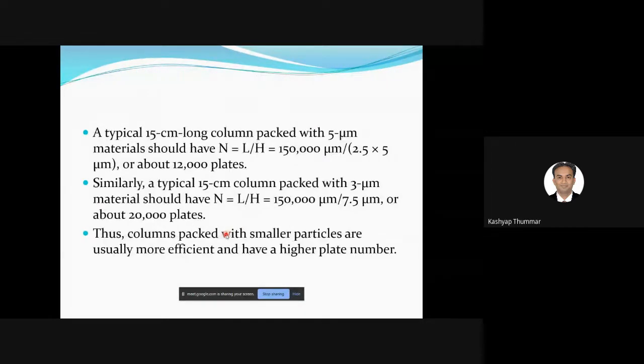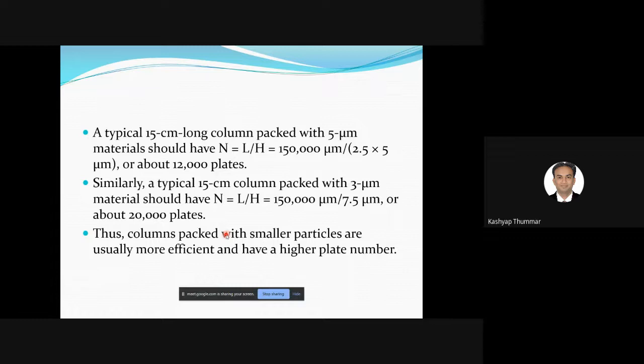So what is the meaning of that? How is it important in our routine analysis? Suppose a typical 15 centimeter long column, the column length is 15 centimeter, packed with 5 micron material. H is equal to L upon N, so we can make N the principal term: N is equal to L upon H. What is L? L is 15 centimeter.